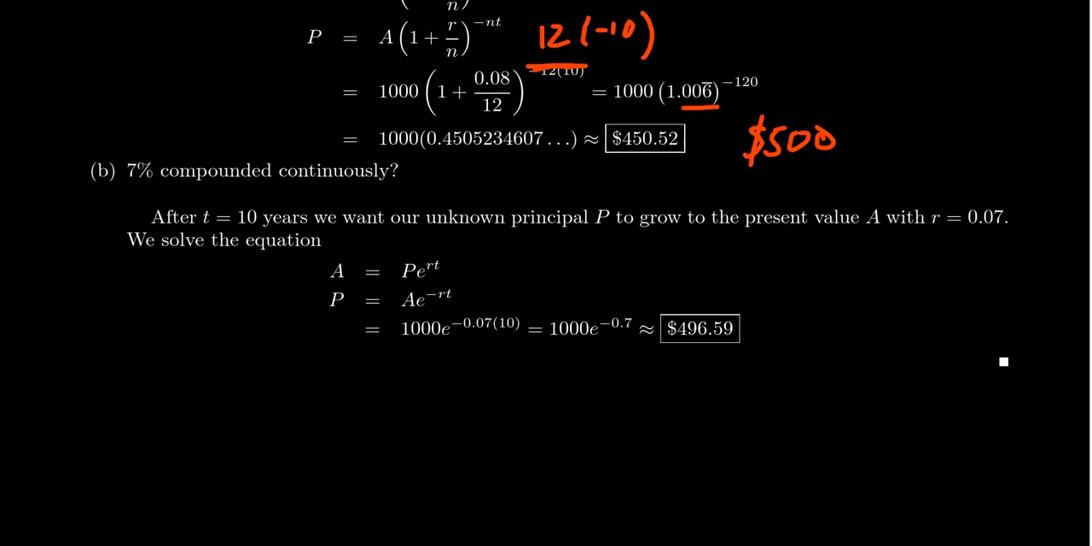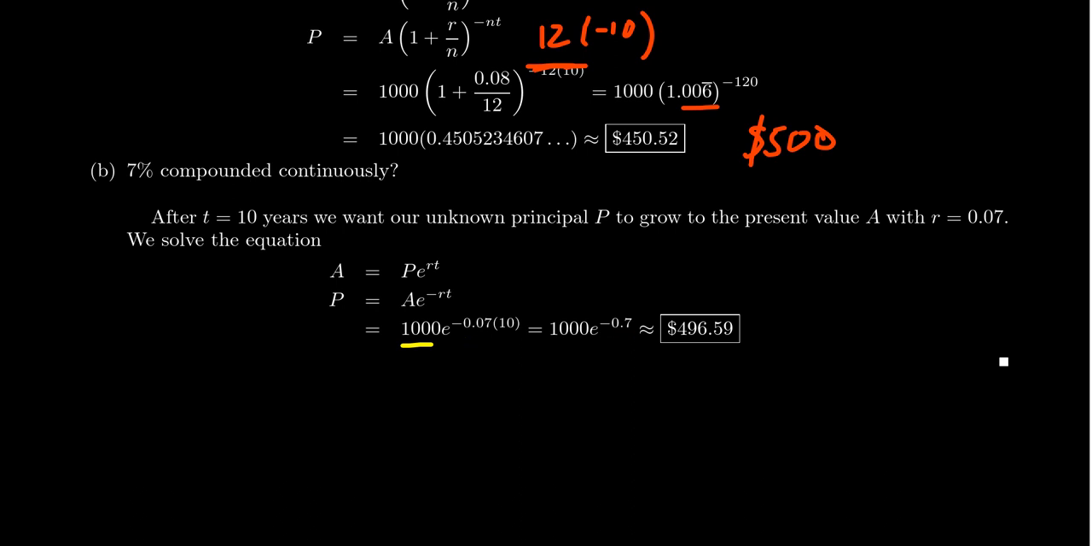Now, in this situation, we have to use A equals Pe^(rt), principal times e to the rt. But the same thing, as you divide by e to the rt on both sides, dividing by an exponential, you can just use a negative exponent, go back in time. So the principal is going to equal the original amount times e to the negative rt. So plug in those values, you get 1,000 times e to the negative 0.07 times 10. The exponent's easy enough, you're just going to get negative 0.7.